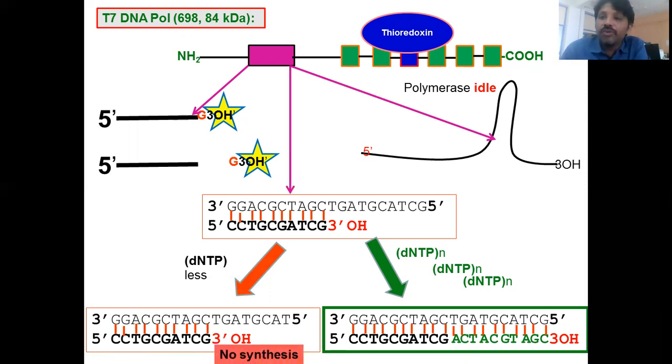So these are the problems with the exonuclease activity. If you can remove this exonuclease activity from the T7 DNA polymerase, that can become a sequenase. So scientists have used two different strategies to inactivate the 3' to 5' exonuclease activity. The first one is chemical modification, and the second one is mutagenesis.